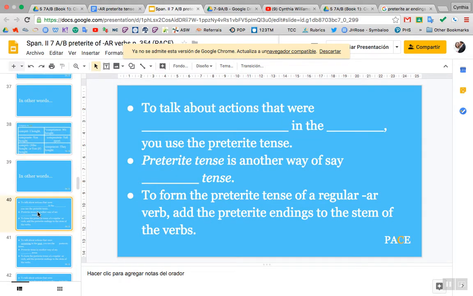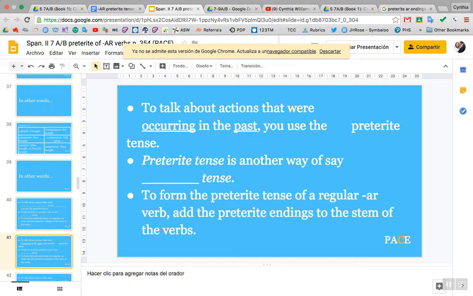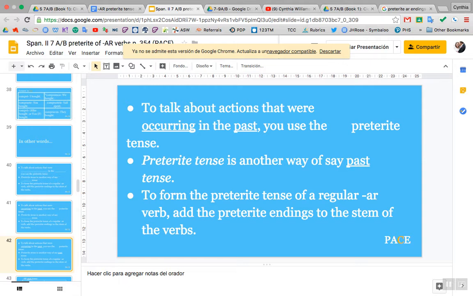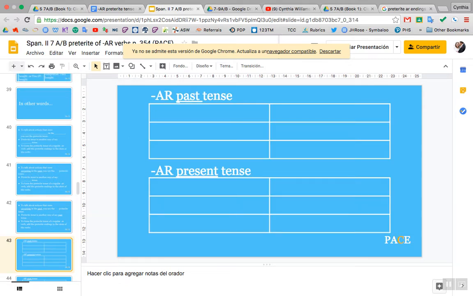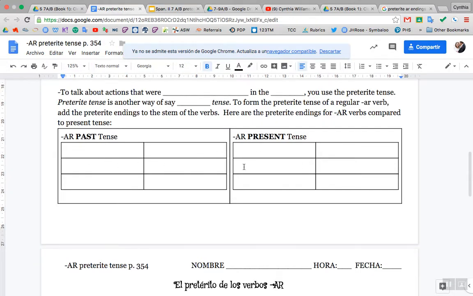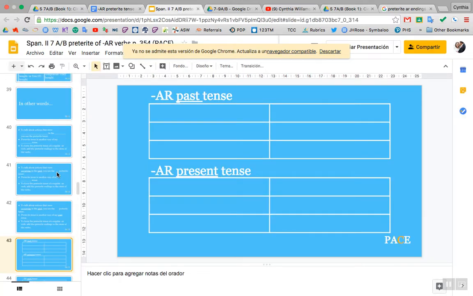So to talk about actions that were completed or occurring in the past, you use the preterite tense. Preterite tense is another way of saying the past tense. To form the preterite tense of a regular AR verb, you add the endings to the stem of the verb, just like you've been doing for conjugating other verbs. Let's compare the two. This is the next part of your worksheet right here. At the top, we have the past tense, the one you're learning. And at the bottom we have present tense, the one you know by heart because you learned it really early on in Spanish 1, right?